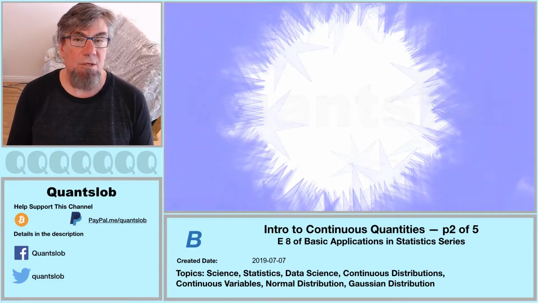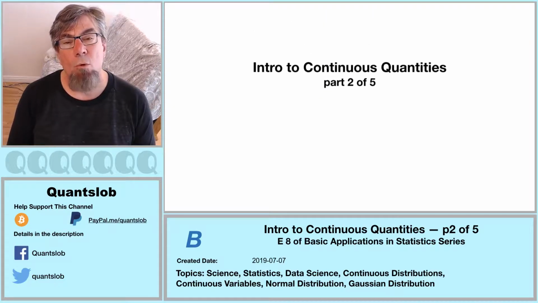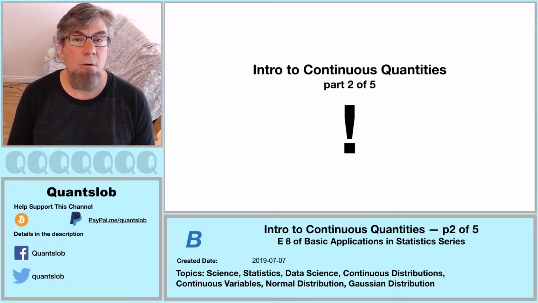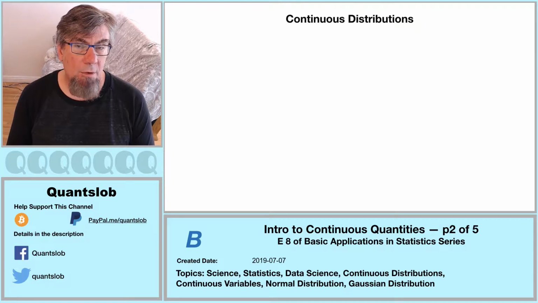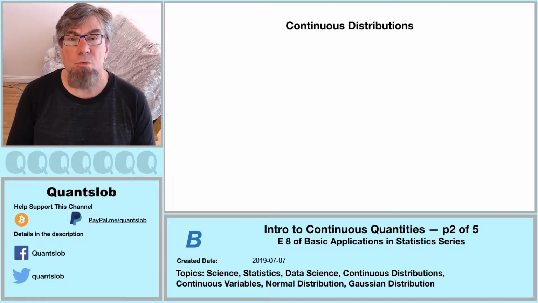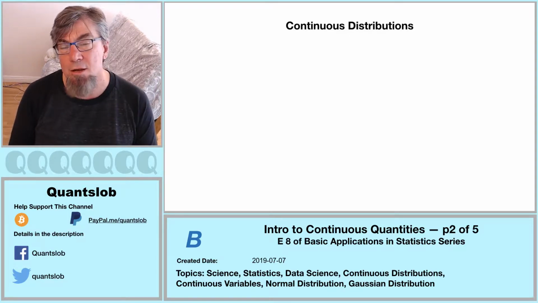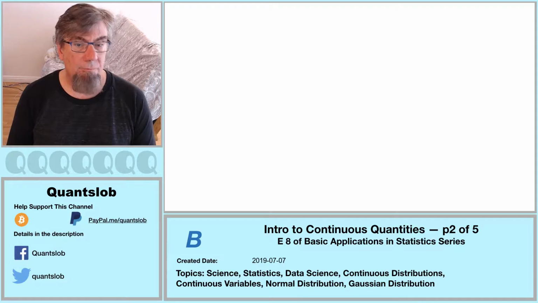This is 8 in our basic application series. This time around, part 2 in our mini-series on continuous quantities. As we saw in part 1 that we just concluded, continuous distributions arise when the domain of values for a quantitative variable or attribute is continuous, like a tabletop.